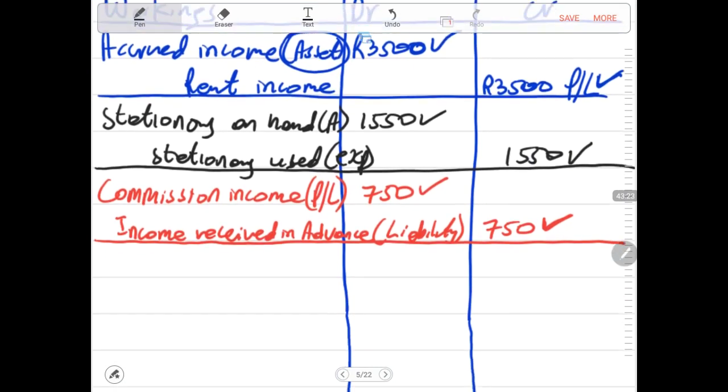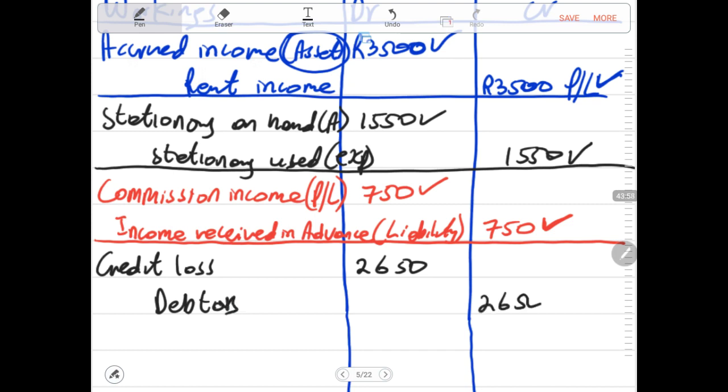What do we debit? We debit our bad debt. Remember, bad debt is an expense. So now our bad debts, meaning credit loss, I want to use the same term, our bad debts, which we call credit losses, are increasing. So this is an increase in bad debts by 2,650. Then what do we credit? We credit our debtors because our debtors have to decrease. We credit our debtors 2,650.